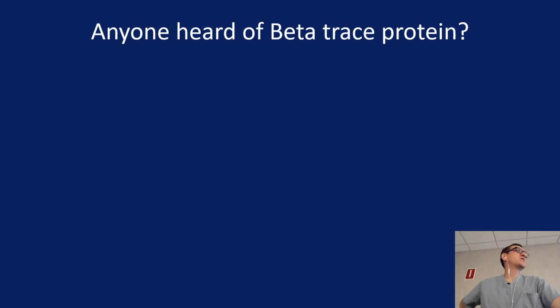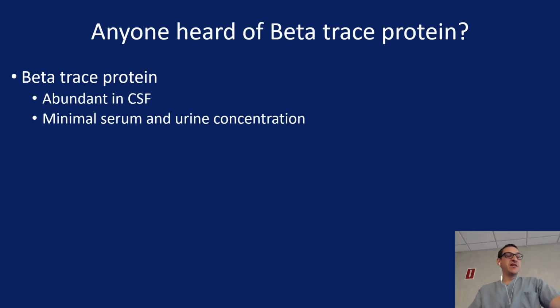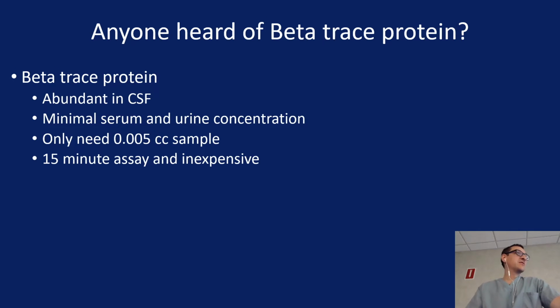Anyone heard of beta trace protein, Anthony? So it's abundant in CSF. Okay, minimal serum and urine concentration. One of the nice things about it, you need very little sample. That's something that's written in the literature a lot. And it takes 15 minutes. And it's also inexpensive. So it sounds great.